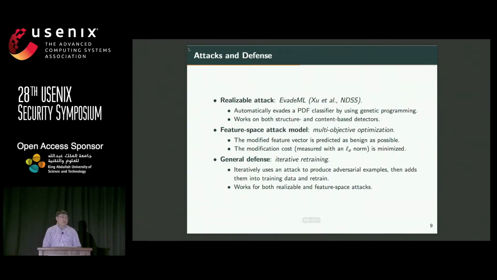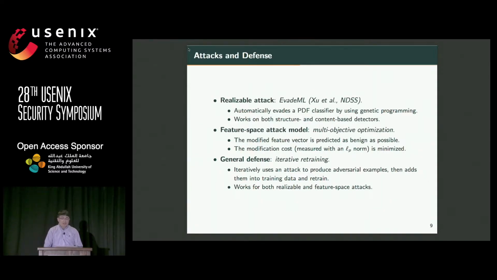To evaluate the robustness of a PDF malware detector, we use EvadeML as the realizable attack. We choose this because it works for both structure-based and content-based classifiers. EvadeML can produce evasive PDF files by using genetic programming. Of course, the adversary examples are verified by using a sandbox for their malicious functionality.